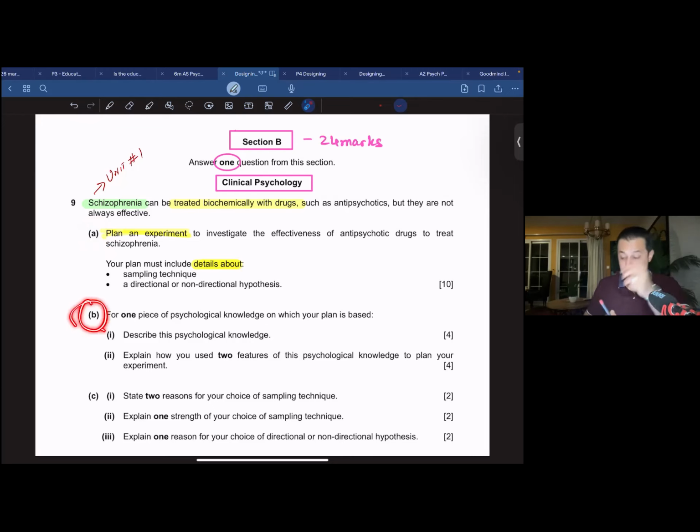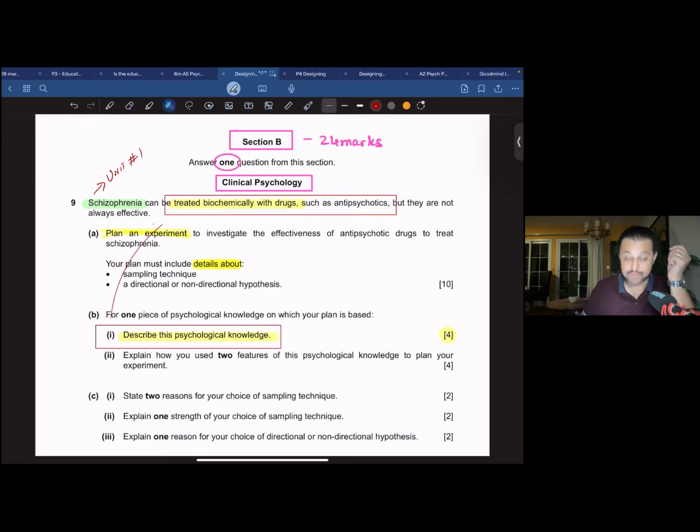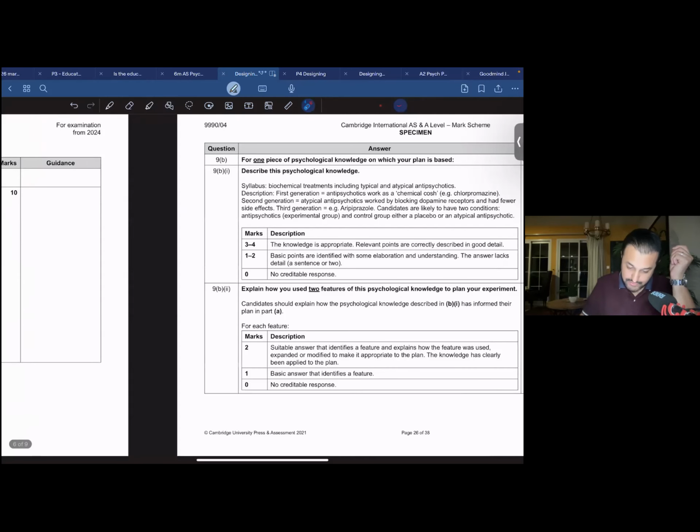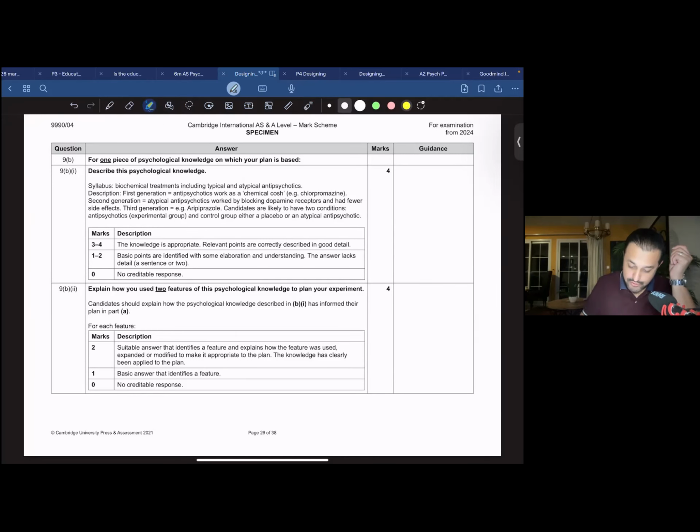Now moving on towards part B, where I had said the question always remains the same. For one piece of psychological knowledge on which your plan is based, describe the psychological knowledge. They're asking to describe the psychological knowledge. What sort of psychological knowledge are we referring to over here? This is what the examiner is referring to. I'll show it to you through the marking scheme as well. This is what they expect you to write, all right? Or rather, I might as well show you how this is marked too. So see, describe the psychological knowledge. Content from the syllabus.